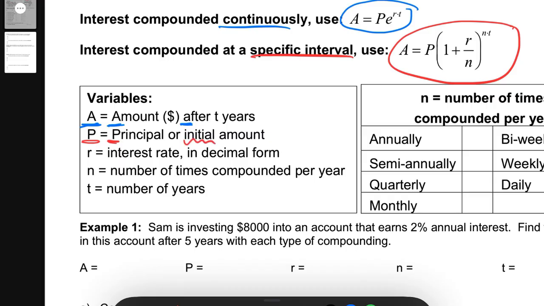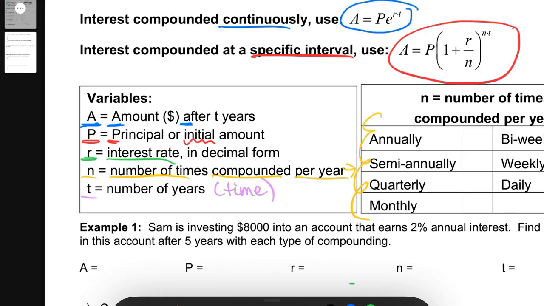P is the principal or the initial amount. That's the amount you put into the account. R is the interest rate, and we'll have to convert that into decimal form. N is the number of times it's compounded per year. And T is time, typically in banking problems, number of years.